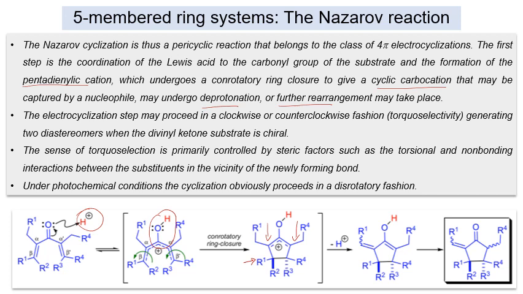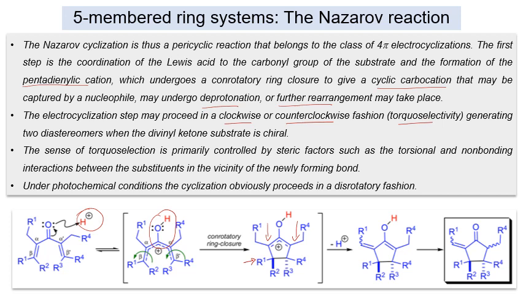Now the electrocyclization can proceed either in a clockwise or counterclockwise fashion. We have seen that earlier, torquoselectivity, thereby generating two diastereomers. So depending on the substrates, you will get that particular diastereomer. Obviously, the sense of torquoselection, we have seen, is primarily controlled by steric factors such as the torsional and non-bonding interactions between the substituents in the vicinity of the newly forming bond. Obviously, under photochemical conditions, the cyclization will proceed in a disrotatory manner.